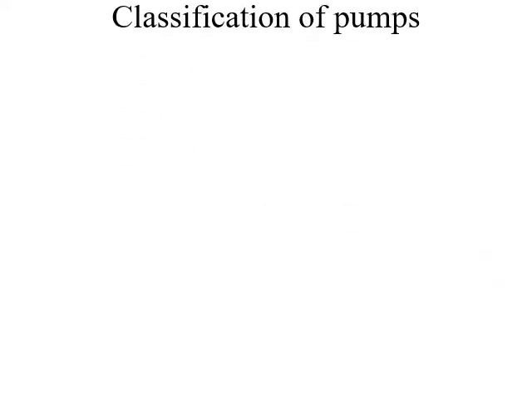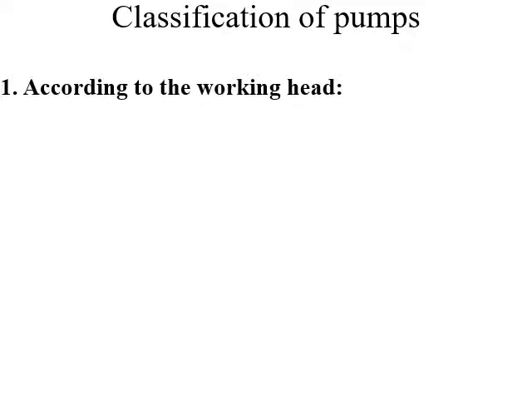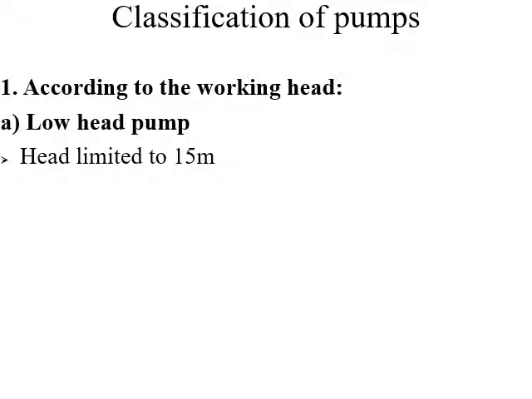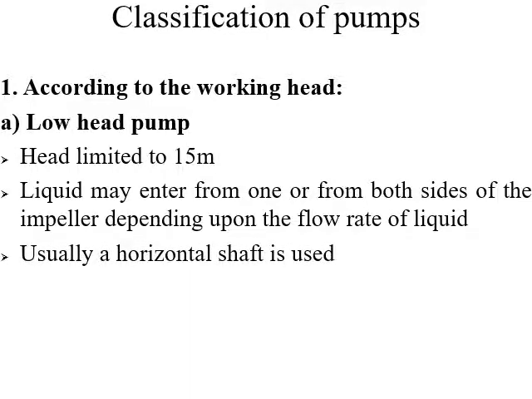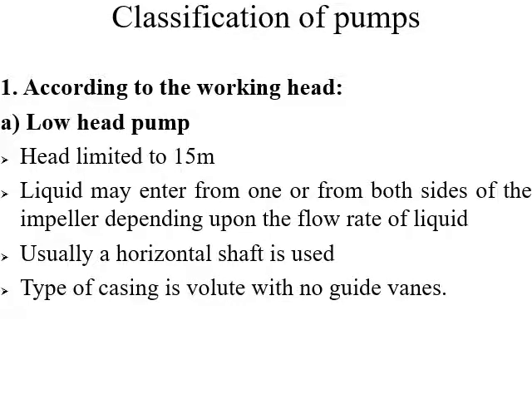Next, what are the classifications of the pumps? The first classification is according to the working head. According to that, it may be a low head pump, medium head pump or high head pump. Low head pump means the head is limited to 15 meter. The liquid may enter from one or from both sides of the impeller depending upon the flow rate of the liquid. In case the maximum flow rate or maximum discharge is required, the fluid enters the impeller at both sides. Usually a horizontal shaft is used. The type of casing is a volute with no guide vanes.